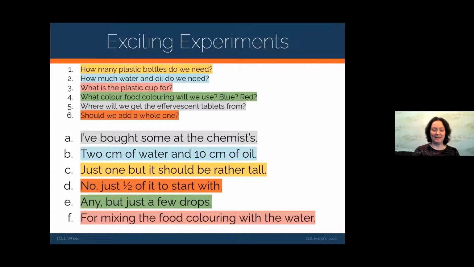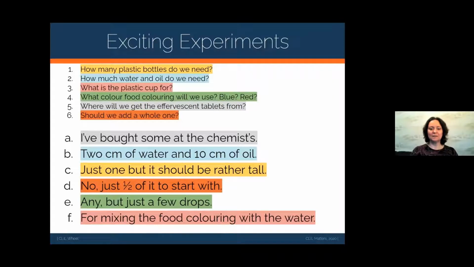Okay. I suppose you can tell me, just looking at this dialogue, I need a plastic bottle. It should be tall, rather tall. Okay, 1. I need some water. I need some oil. I need a plastic cup. I need some food coloring, and I need some effervescent tablets. Okay, so these are the ingredients of this experiment.